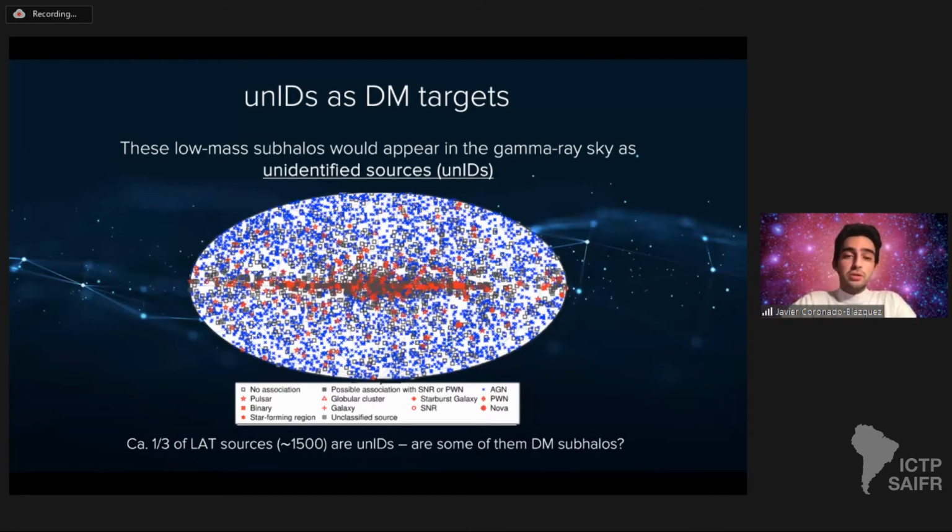Now, as I mentioned, these dark subhalos are completely invisible. They don't host any baryonic content, and therefore they don't have any counterpart in any other wavelength than gamma rays due to dark matter annihilation. Therefore, if you take a look at the Fermi-LAT sky map I showed before, but now showing the class of each source, you realize that 1/3 of the sources are unidentified sources. So maybe some of them are actually subhalos, if not all of them, some of them. The problem is that we are dealing with a huge pool of candidates and we want to reduce this number.